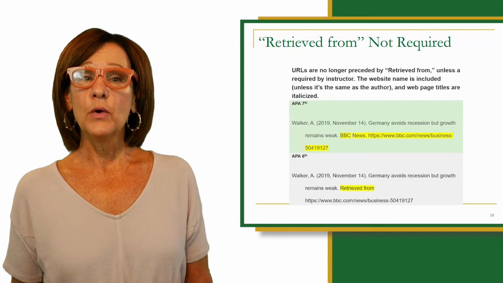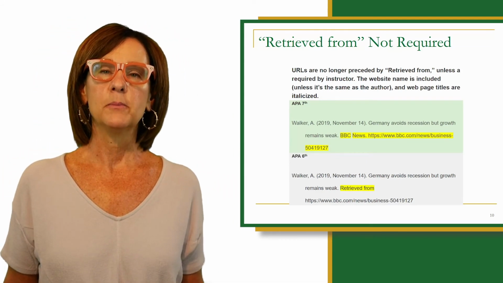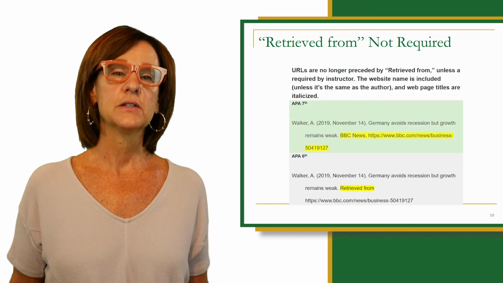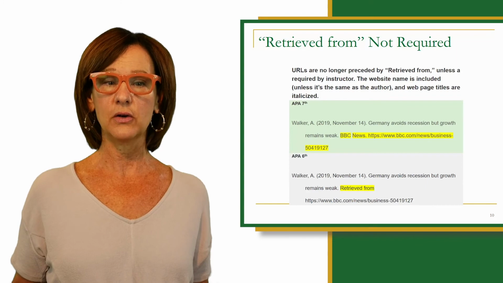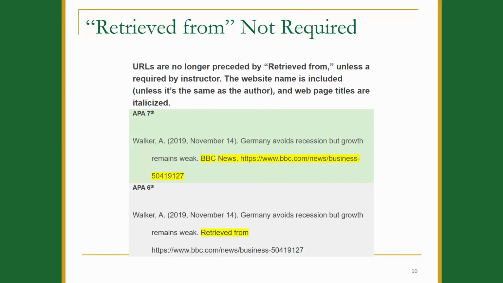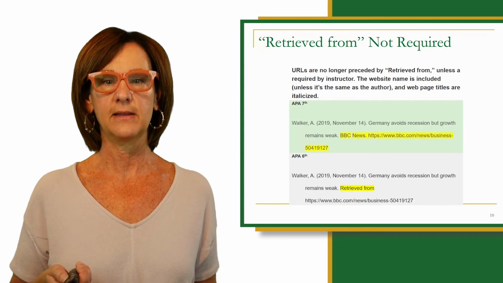You're no longer going to use retrieved from unless your instructor requires it, but most instructors will not. So you're not going to actually write out those words any longer. You can see in 6th edition, we used to have to put retrieved from and then the name of the website. But now you just simply put the name of the website and you do not put the words retrieved from. Again, I think that simplifies and streamlines. I really like that change.